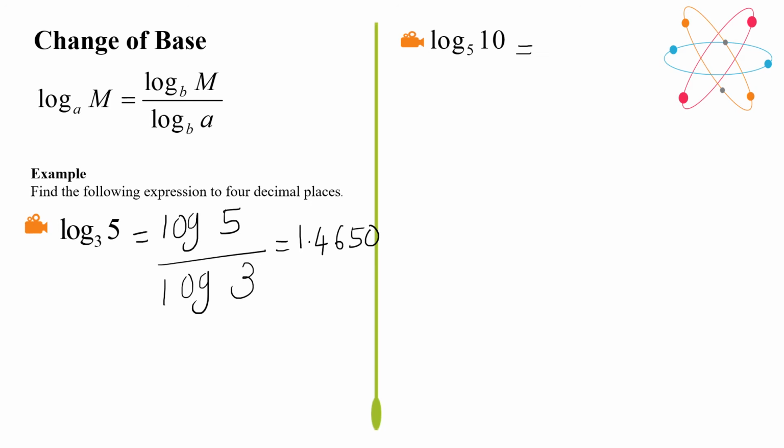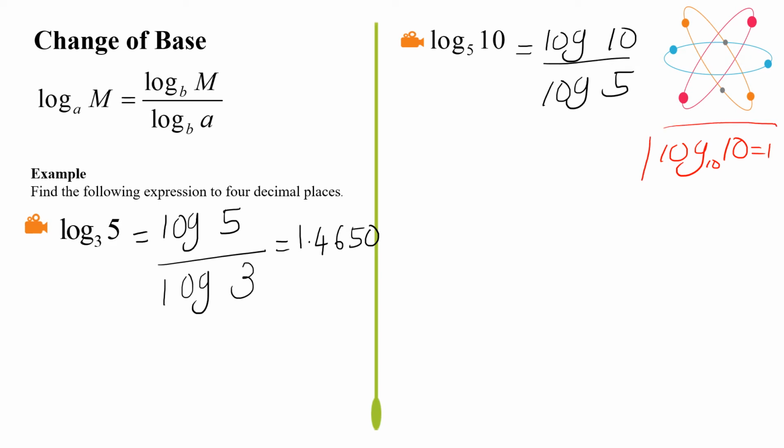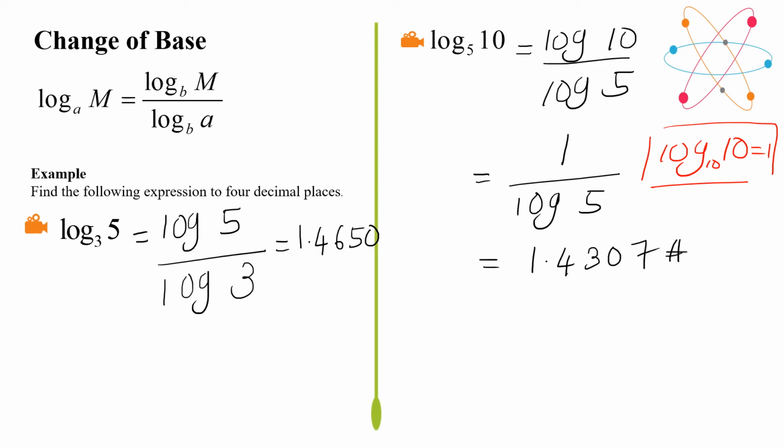Question 2. Log 10 base 5. Change to the base 10. Log 10 base 10 divided by log 5 base 10. Remember, log 10 base 10 equals 1. So, 1 over log 5 base 10. Press the calculator, then the answer is 1.4307.